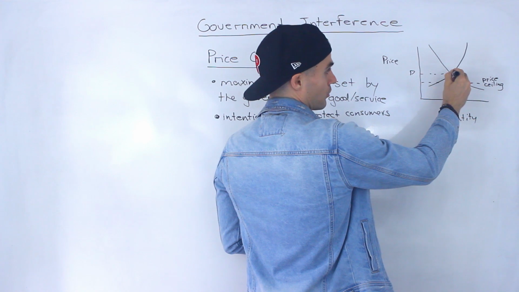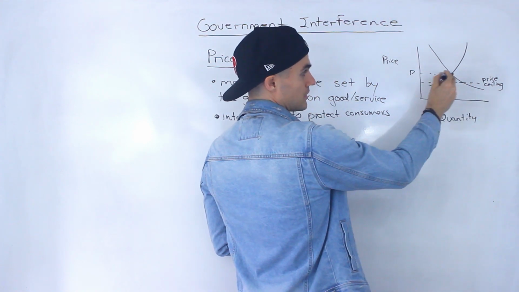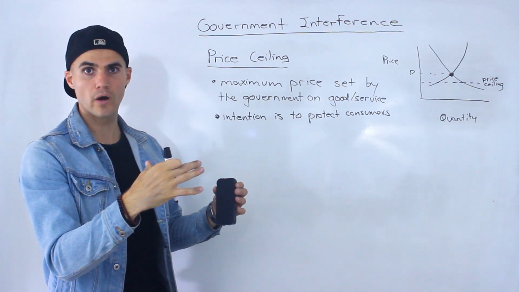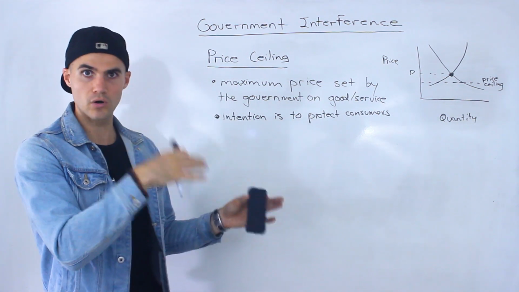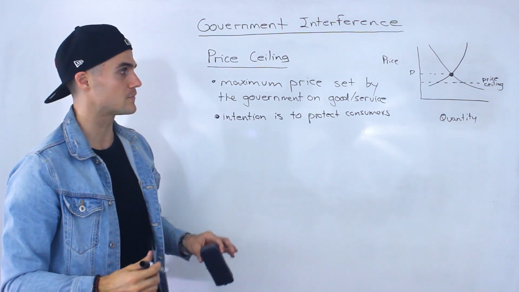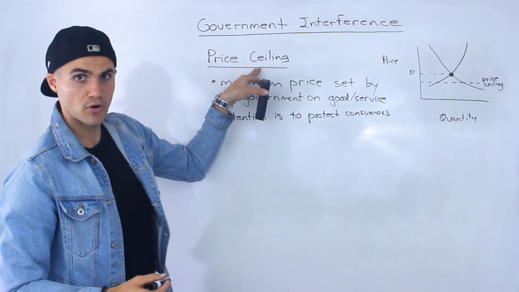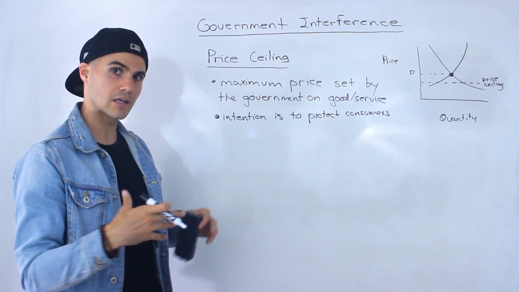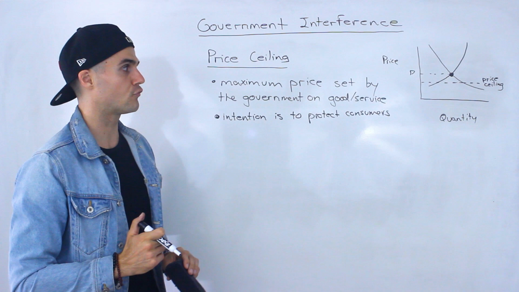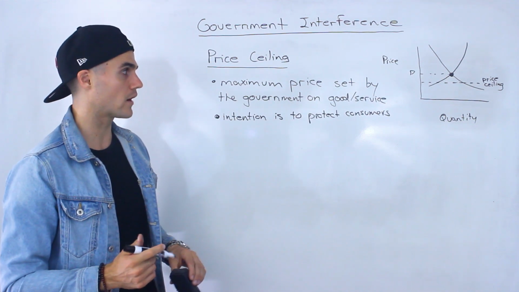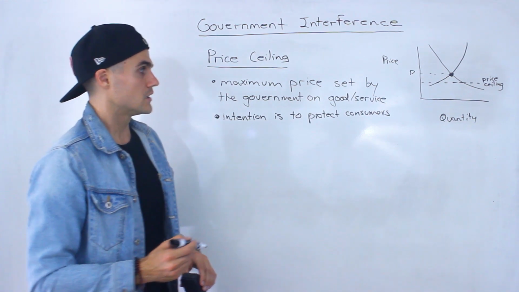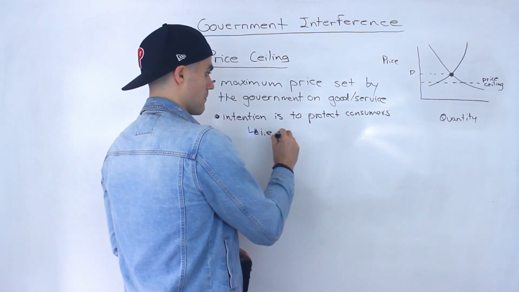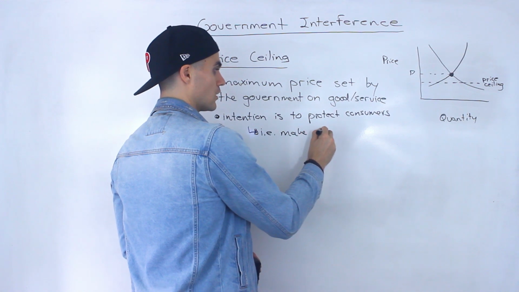So if there's no interference, then notice that the price is going to be up here. And let's say we're talking about rent somewhere, which is an essential good or service, somewhere where people need to live. A lot of times there's price ceilings set on rent, because if it was left up to the free market, then a lot of people wouldn't be able to afford the rent and they wouldn't have anywhere to live. So that's an example. Let's write that, i.e. make rent affordable.